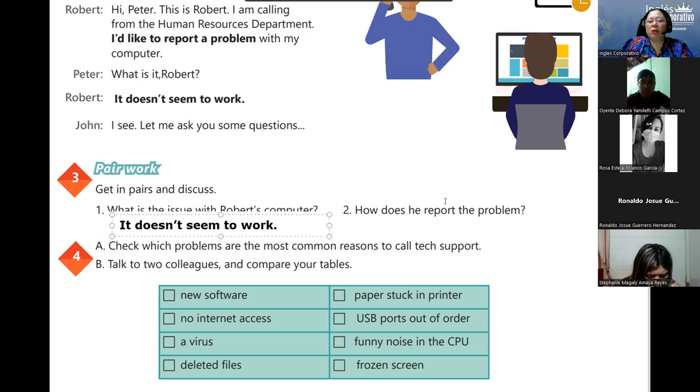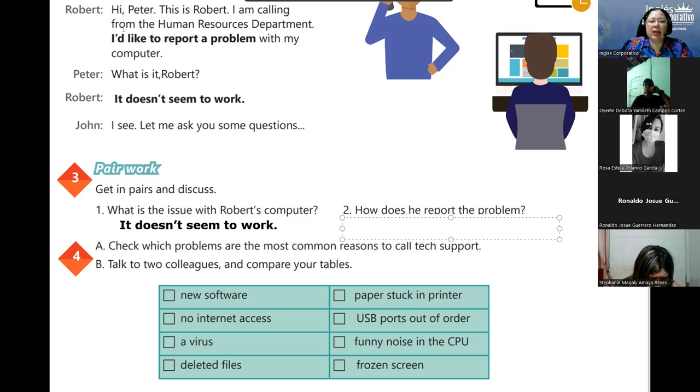Now, how does he report the problem? Human Resources Department. A ver, pero ¿cómo lo reporta él? ¿Qué dice para reportar el problema? I'd like to report a problem. Exactly. To report a problem with? With my computer, yes. And he does it via phone, right? He doesn't use any automated system, any form to fill out, right? Just calling, right? Okay, then.